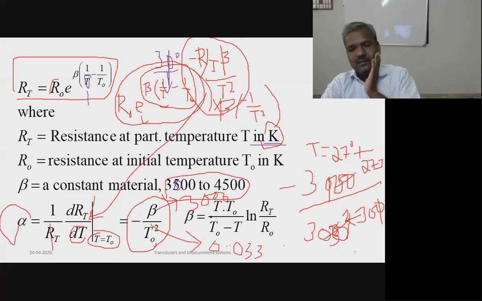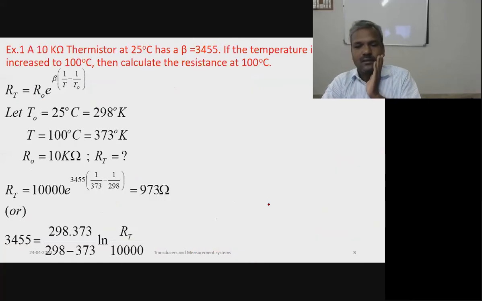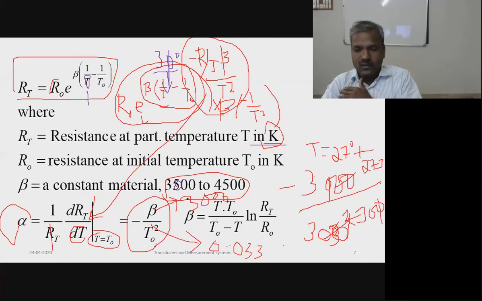I think you would have done this in the laboratory, to calculate this beta value, which is very simple. From this relation, bring this R naught to this side, so RT by R naught is on the left. The right hand side is e to the power beta into 1 by T minus 1 by T naught.